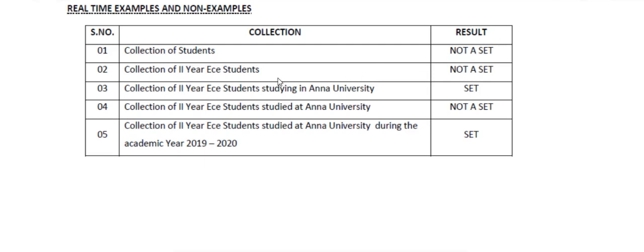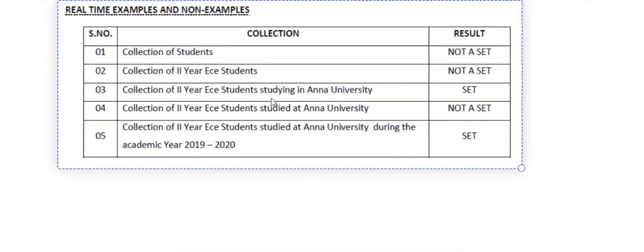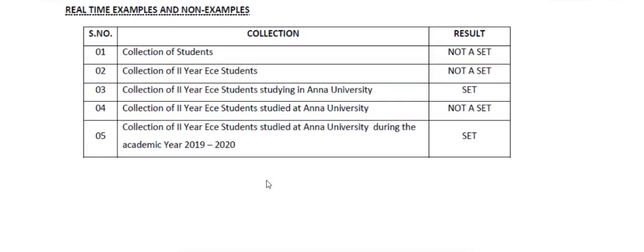Now the second example, collection of second year ECE students. You can name anything. Second year ECE students at present will be in many colleges, right? Compare the second example and the third example. Collection of second year students studying in Anna University. Studying means at present they should study. That is very, very important. It's present tense. So the third will be a set and the second won't be a set.